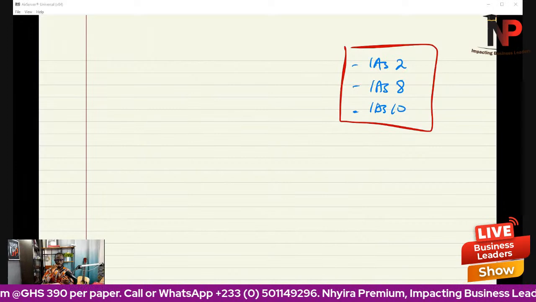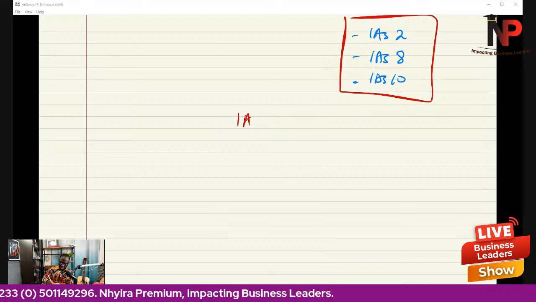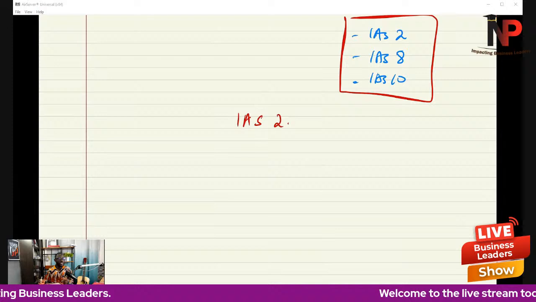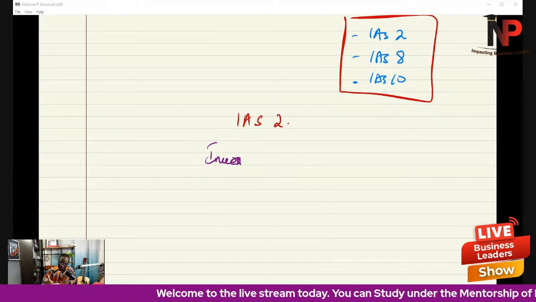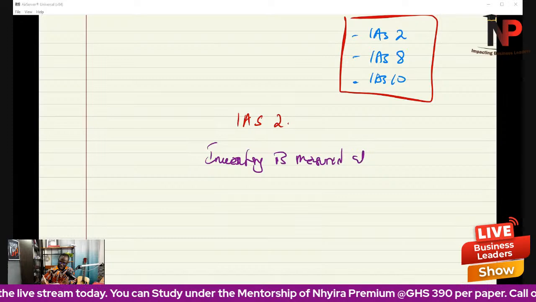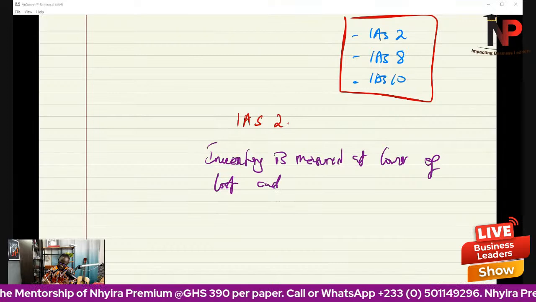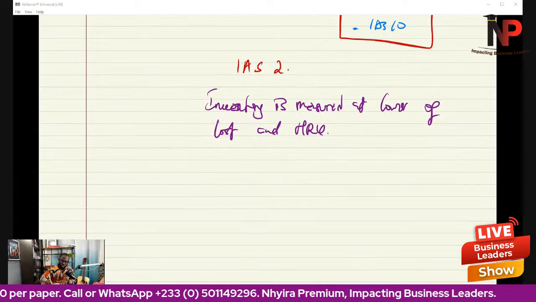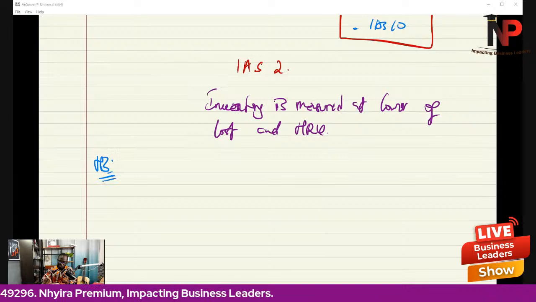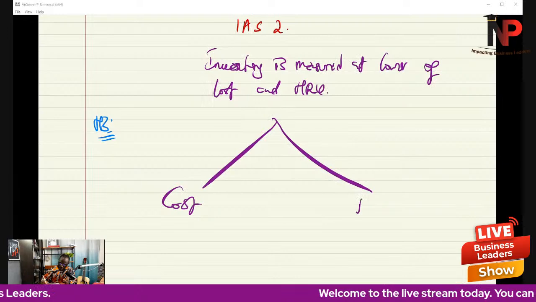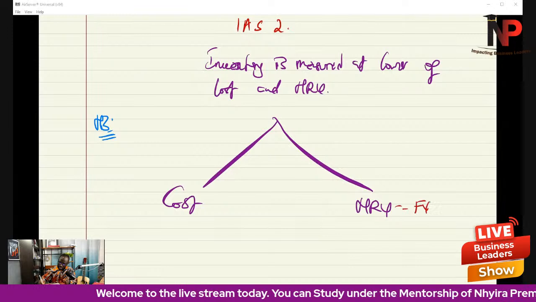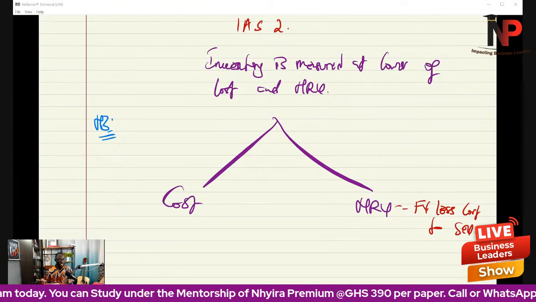In a summary way, the idea about IAS 2 generally is that inventory should be measured at the lower of cost or net realizable value. That is the key takeaway when it comes to IAS 2. In other words, if we want to determine the closing carrying amount of inventory, the amount at which inventory should be carried in our books, we're going to be comparing the cost of the inventory to the net realizable value. Now, the net realizable value is simply the fair value less cost to sell.